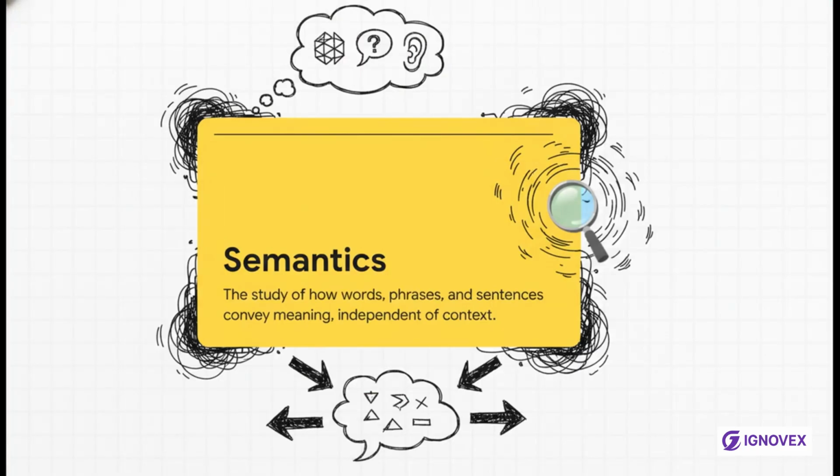Now, the key phrase here is independent of context. Semantics doesn't care who's talking or what their tone of voice is. It's just about the pure, literal meaning you can get from the words themselves. It's the what before we get to the why or the how.